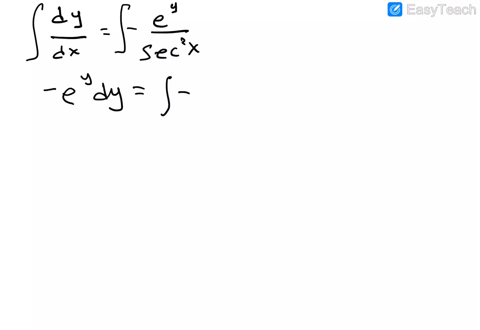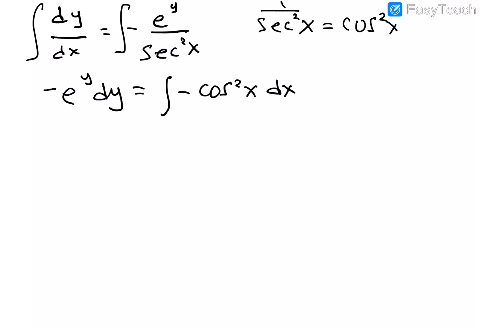So if you didn't want to deal with that secant squared x, let's think back to trig. This is 1 over secant squared x. So that's going to be equal to cosine squared x. Okay, so we'll get cosine squared x dx. How do you integrate cosine squared x dx?